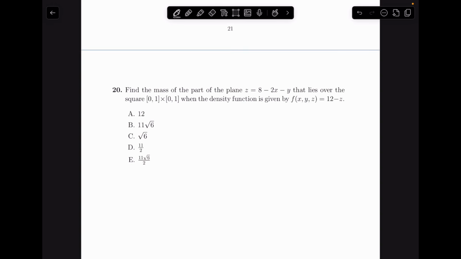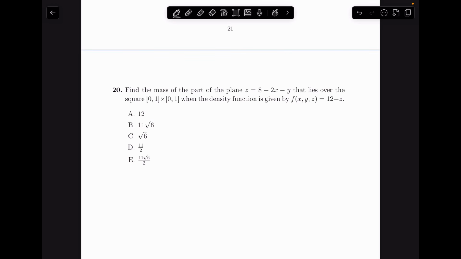Question 20, find the mass of the part of the plane z equals 8 minus 2x minus y that lies over the square 0, 1, 0, 1, where the density function is given by f of x, y, z equals 12 minus z. Okay, well, I think the key thing of this question is that it's a surface integral. You might think maybe it's integrating for volume to find mass. No, it's a surface integral because it says the part of the plane and it says lies over the square.